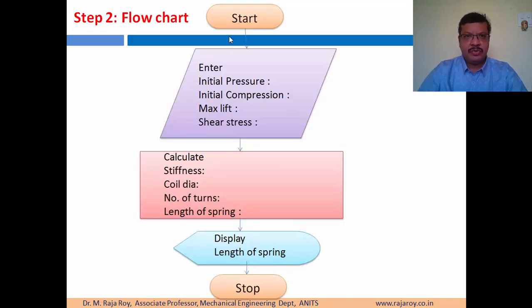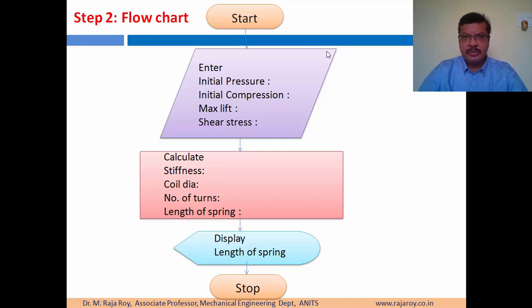Next we will go for the flow chart. So all these problems you have to solve in 3 steps. First step is design procedure, second step is flow chart, third step is algorithm. Now we will move to the second step, flow chart. To draw the flow chart we have to start the flow chart with the symbol and stop the flow chart with the same symbol.